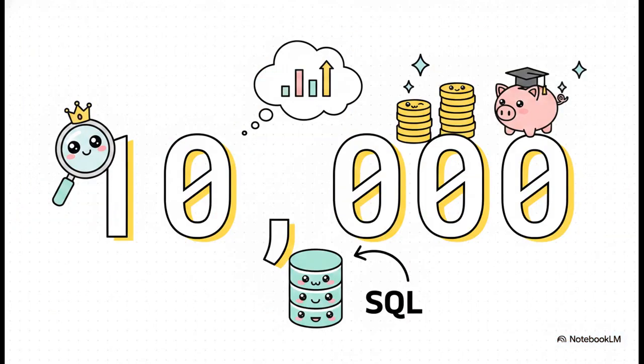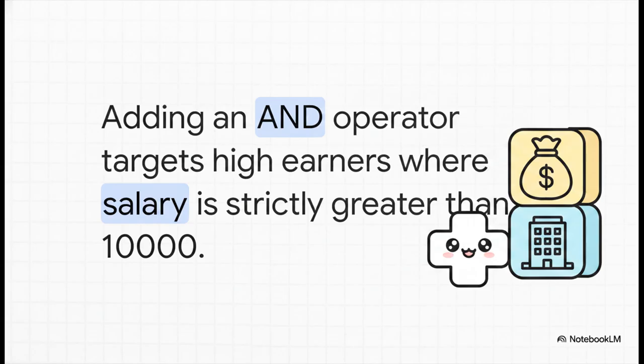Let's take it a step further. Suppose we're auditing high earners, folks pulling in a salary greater than $10,000. We don't just want anyone on this list. We want the top tier. To find them, we just expand our query. By throwing an AND operator into our where clause, we can perfectly target those high earners at First Bank Corporation, all while still pulling their street and city from the join tables. Basically, we're asking for records where the company is First Bank Corporation and the salary is strictly greater than $10,000. It's really all about stacking those conditions to narrow down your search.